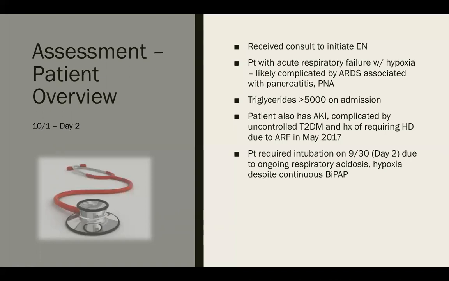The patient is with acute respiratory failure with hypoxia, likely complicated by ARDS associated with pancreatitis and pneumonia. Triglycerides over 5,000 on admission. The patient also has an acute kidney injury, complicated by uncontrolled type 2 diabetes and a history of requiring dialysis due to acute renal failure in May of 2017. And that's what I pointed out quickly in her past medical history that I thought would be important to note.